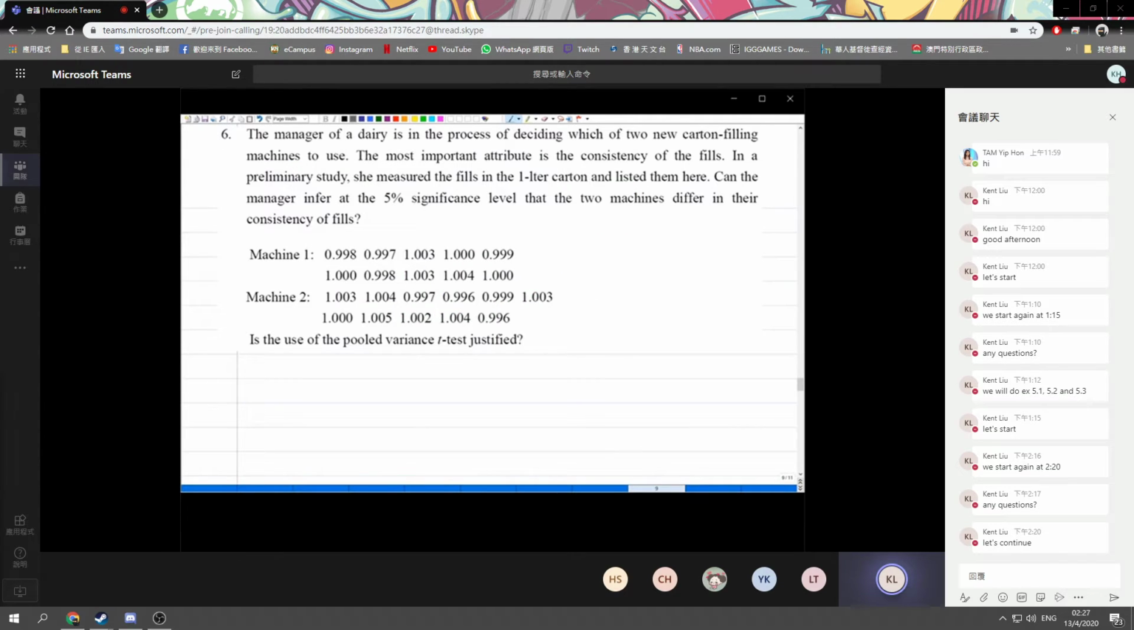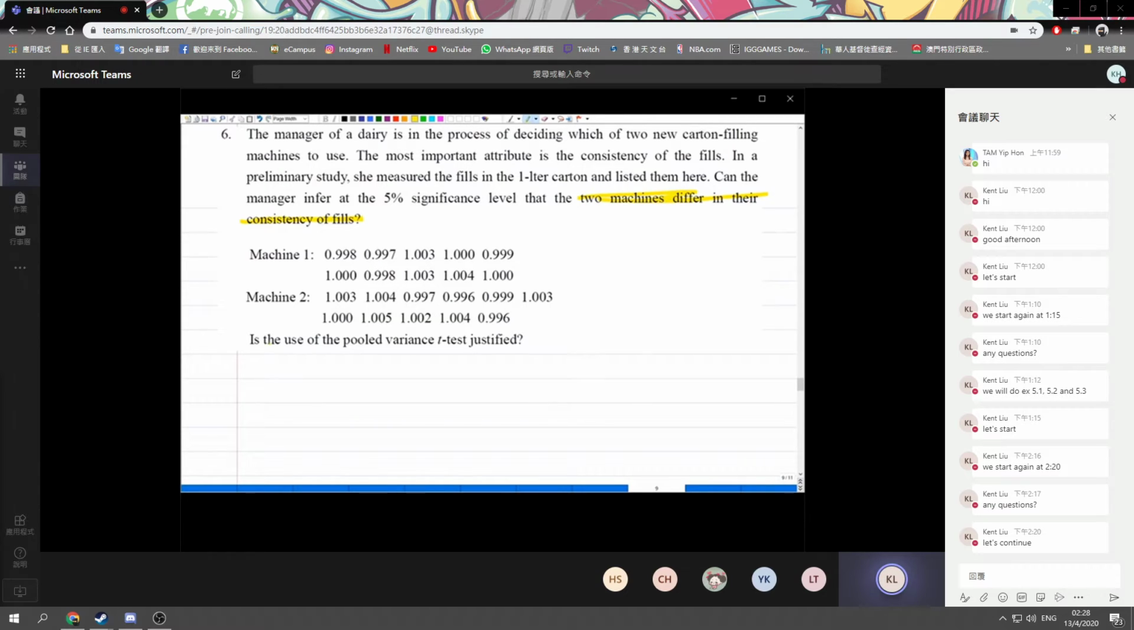The next one, question 6. It's a similar question to before. Here we have a manager of a dairy. Again, it's about the food filling machine. We want to see whether the two machines differ in their consistency of fill.